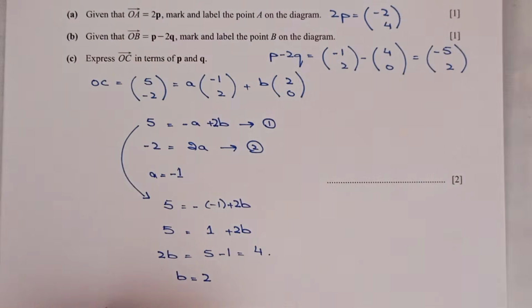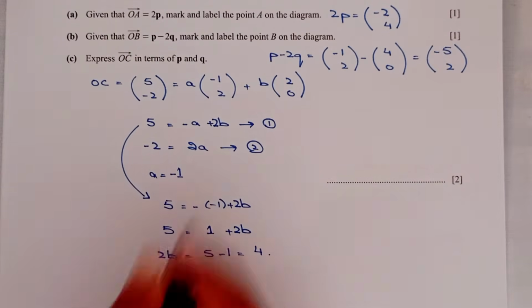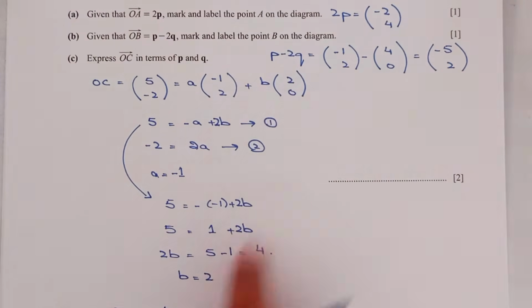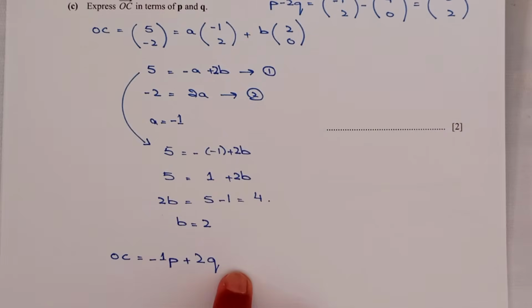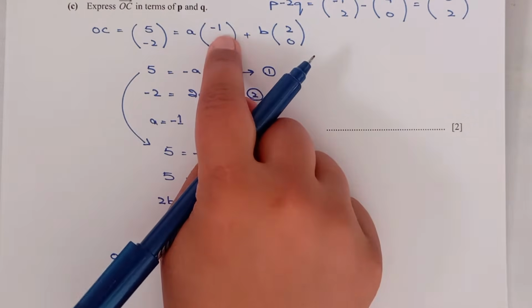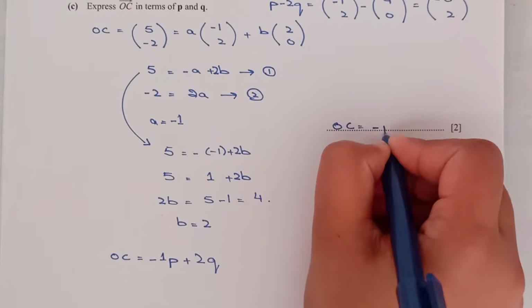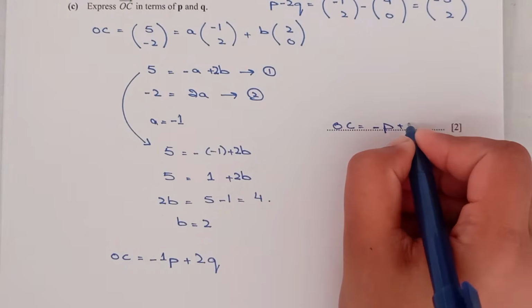So OC is equal to A times P. A is -1, so -1 times P plus B times Q. B is 2, so 2 times Q, right? So here we can easily express OC, that is A times P plus B times Q. So OC is equal to -P plus 2Q.